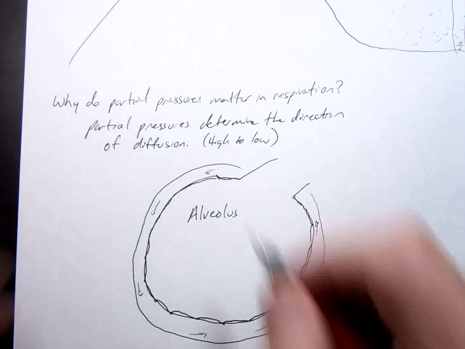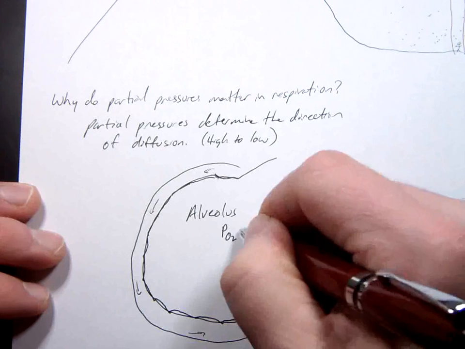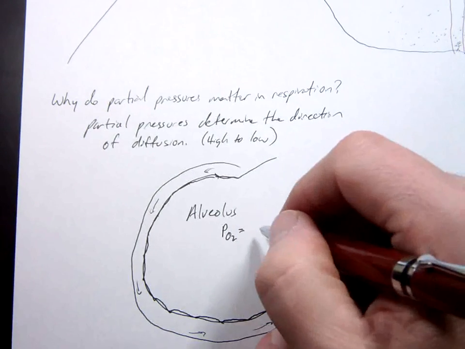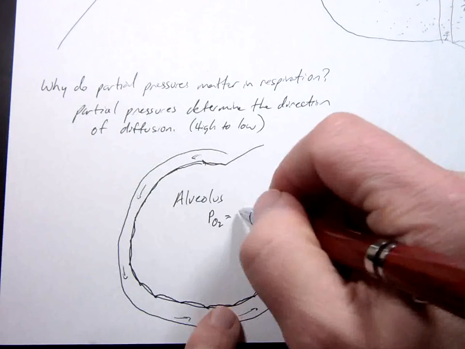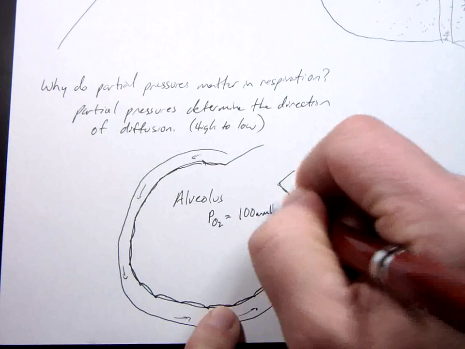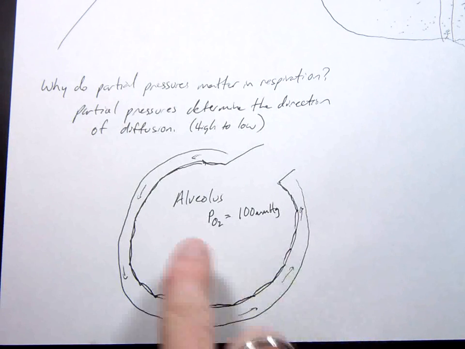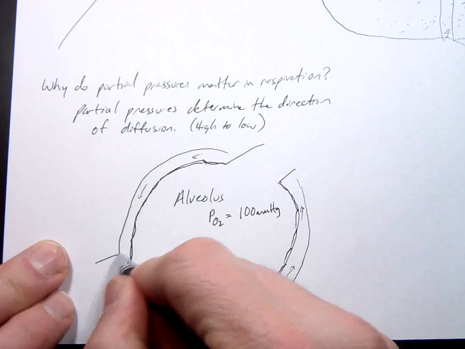Okay, so inside the alveolus is a PO2, which stands for partial pressure of oxygen. If we're at sea level, the outside PO2 was 159 millimeters of mercury. Now here in the alveolus, we're at about a hundred. Wait, why? That's not even close. There's a lot of reasons why. One is that oxygen is constantly diffusing from the alveolus into the capillary. I probably should label this. These are the capillaries.